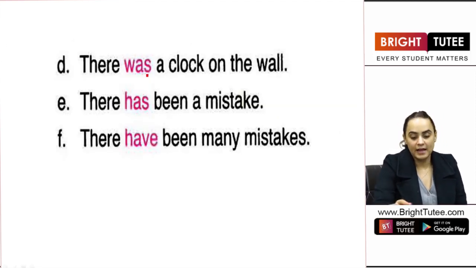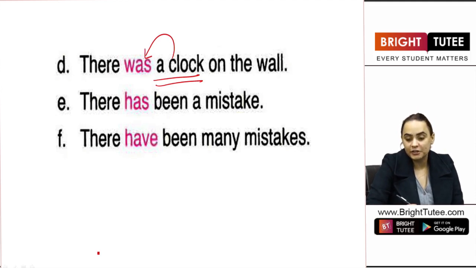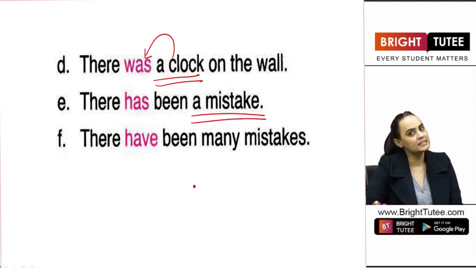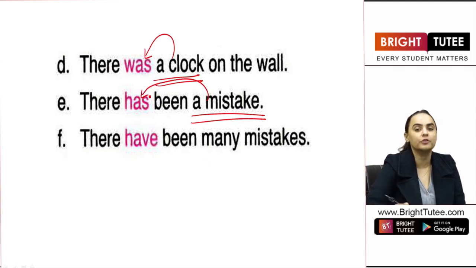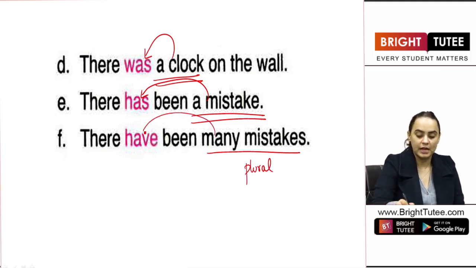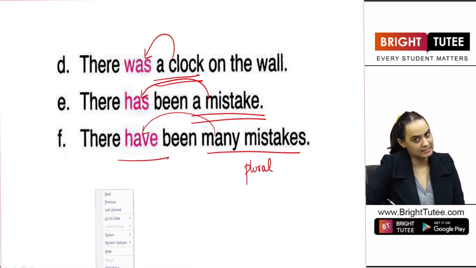More examples are there. There was a clock on the wall. A clock is singular, therefore my verb is singular. There has been a mistake. What is my subject? A mistake, which is again singular in nature, and therefore the verb is singular in nature. There have been many mistakes. Now my subject is many mistakes, which is plural. Since the subject is plural, therefore the verb is also plural. It is have and not has. Okay?